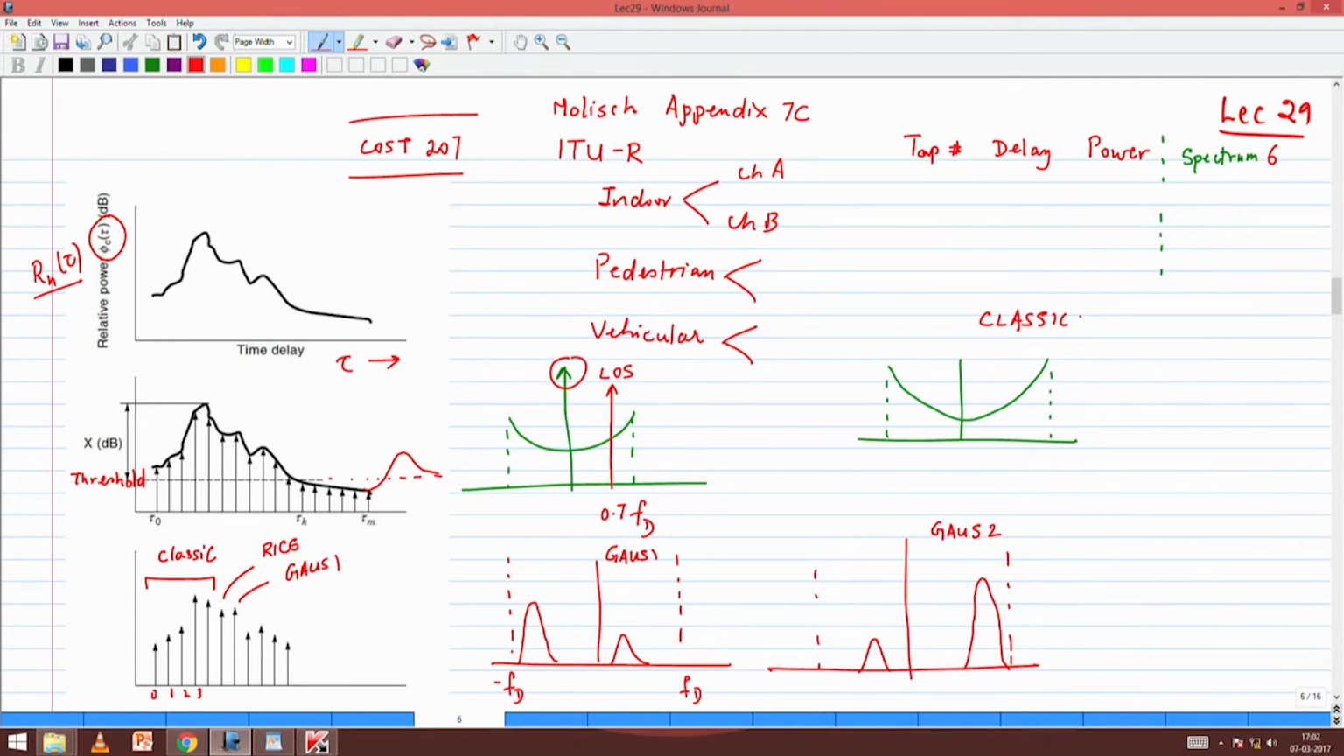If you did not specify anything, then your interpretation is that it has to be the classic spectrum. Okay, default is classic. That means no line of sight. There is Rayleigh statistics on each of those taps, and the fading is independent is usually the assumption that is made. But if they specify one of the other modes or the spectra, then we have to appropriately account for that in our simulation. Okay, any questions?